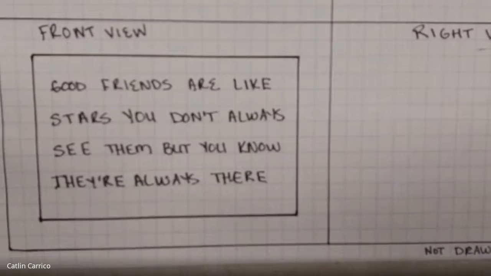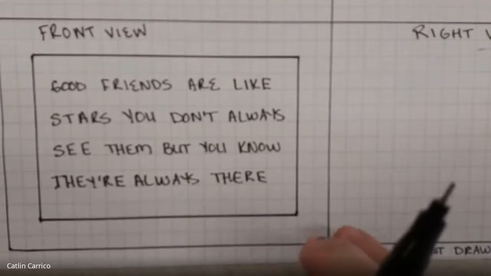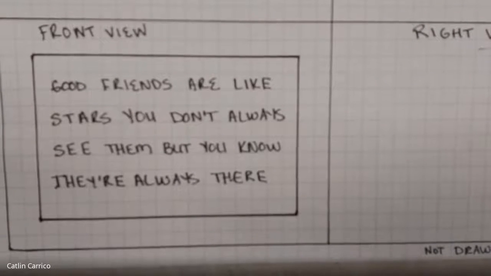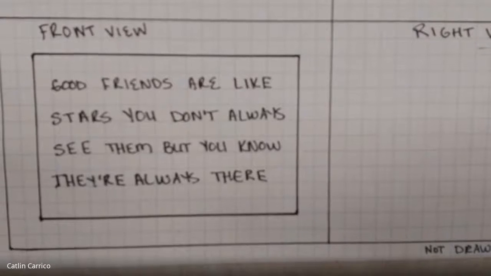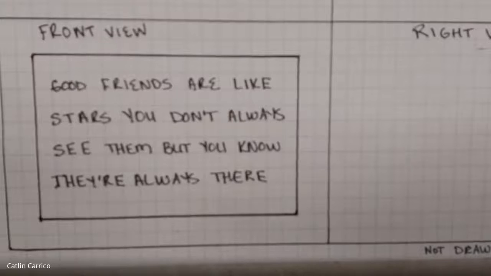There we go. So that is what the box says. It says good friends are like stars. You don't always see them, but you know they're always there. So that gives me some details of the front that otherwise I might not see in any other view. Like on the right side view, we don't see anything. Top view, we don't see anything. So what you'll notice from each of these views, they give us information about the object that's being built that we might not see in a specific view.